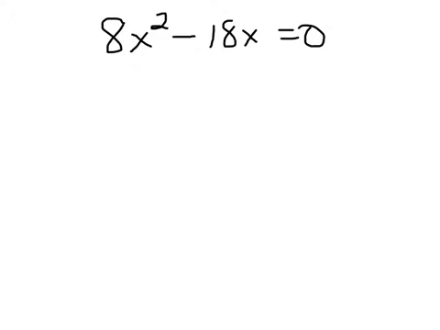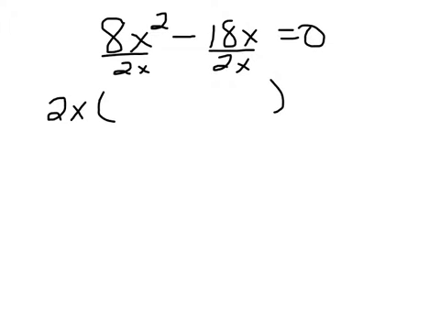Thank you. The first problem is 8x squared minus 18x equals 0. I would like you to factor it to find the roots. So the first thing I have to do is find my GCF. What is the GCF between 8x squared and negative 18x? The GCF is going to give me 2x. So I'm going to divide by 2x, divide by 2x. I'm going to remember to put that 2x out in front of my parentheses.